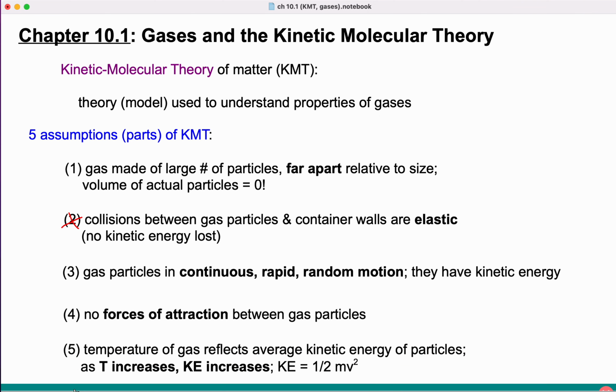And finally, the last assumption is that the temperature of a gas reflects the average kinetic energy of the particles. That is, as you increase the temperature of a sample of gas, the kinetic energy of the particles increases. Now, we're not going to be using this equation, but you can see from the formula written after that the kinetic energy of an object is proportional to the square of the velocity. What that means is that as the temperature of a sample of gas increases and the kinetic energy increases, the particles start moving faster. That's going to become important in our next unit.